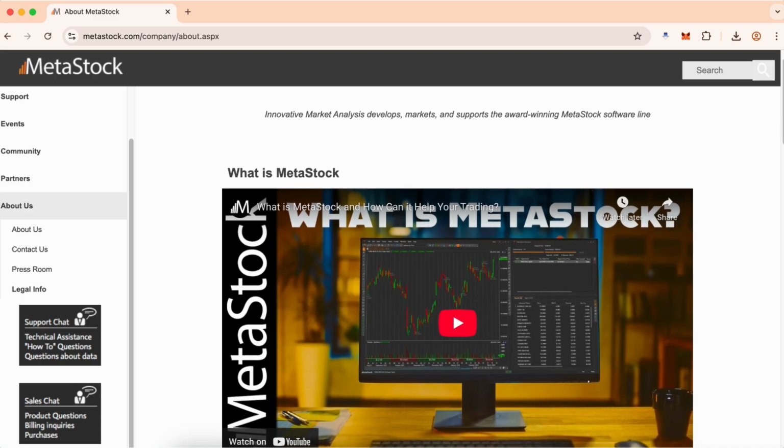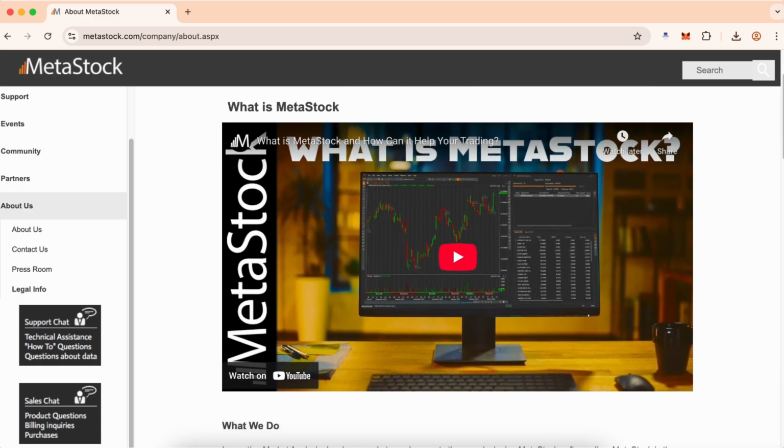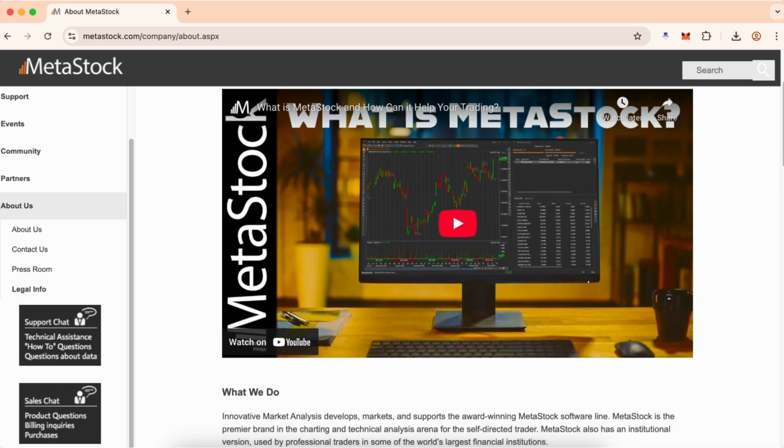One area where MetaStock excels is documentation and support. The help system is comprehensive and there are tons of tutorials available.